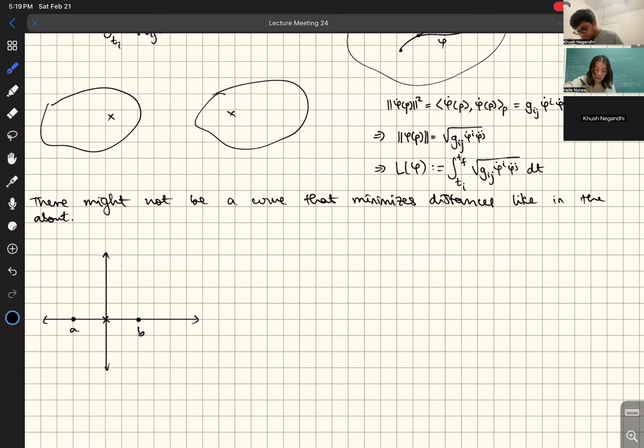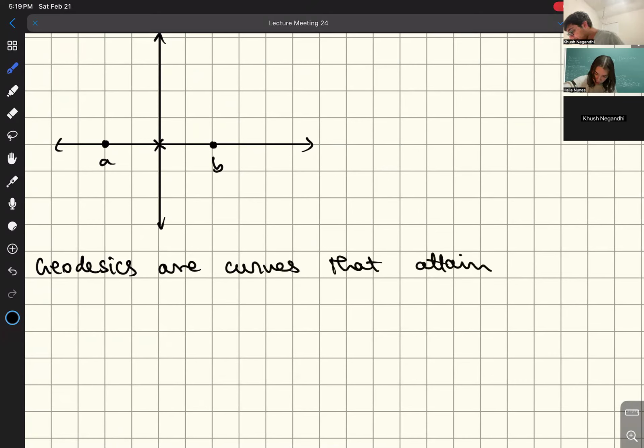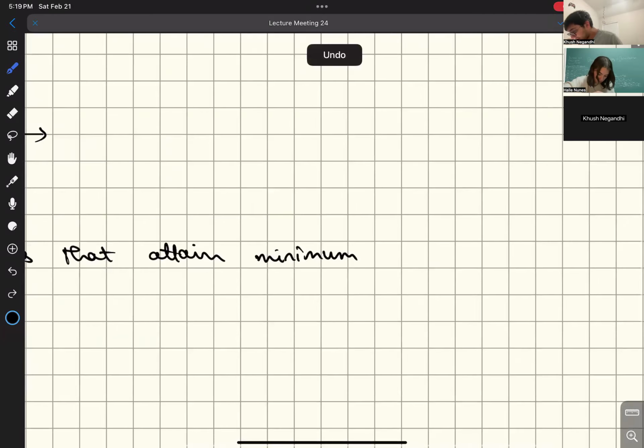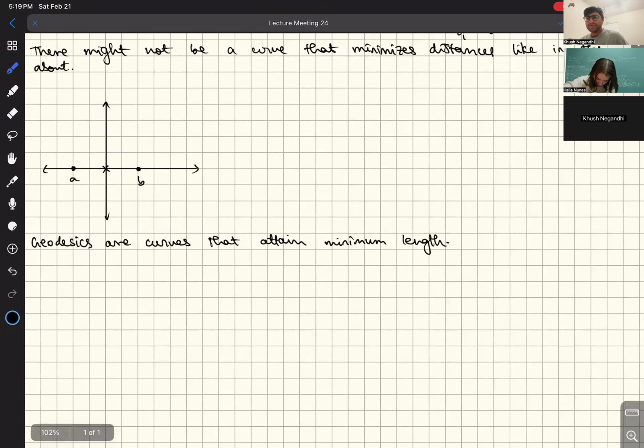Okay. So in our case, geodesics are curves that attain minimum length. Sorry, minimum length. So if I connect any two points, and again, when I say curves, I mean rectifiable, smooth curves. So we don't want any infinities floating around, basically.